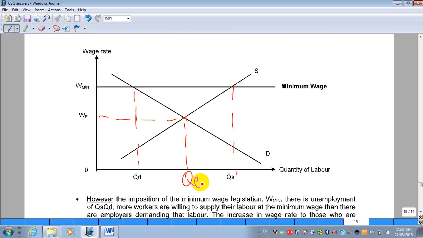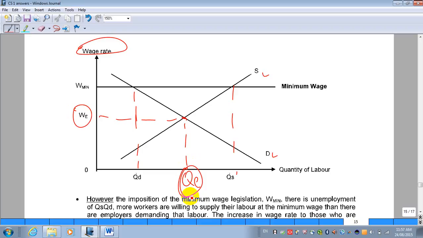By right, the wage rate should be determined by forces of demand and supply. The demand for labor and the supply of labor, right? And this is the wage rate that should be established by right. This should be the wage rate that is determined by the market, and this is the quantity of labor that would be hired by the market. This quantity of labor, QE, would be the amount of labor who would have a job if you leave things to the price mechanism, to the forces of demand and supply.